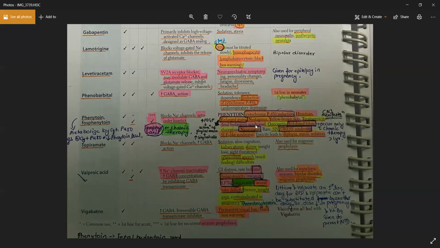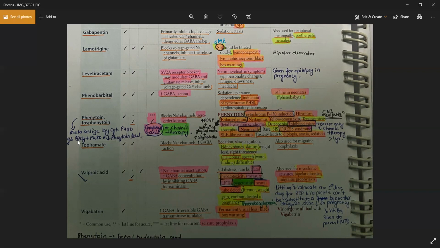You can forget that yellow-brown discoloration, nystagmus, right? They are not the important ones. The important ones are the P450 induction, enlarged gums, and the fetal hydantoin syndrome, folate inhibition, and the Rett syndrome. These are the important ones you must remember. Any doubt on phenytoin?